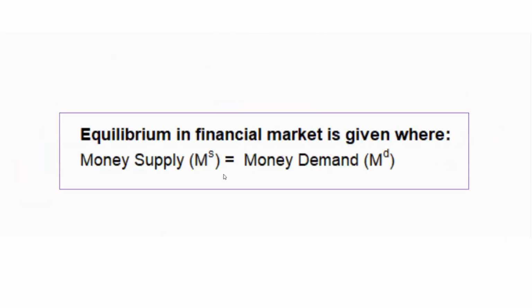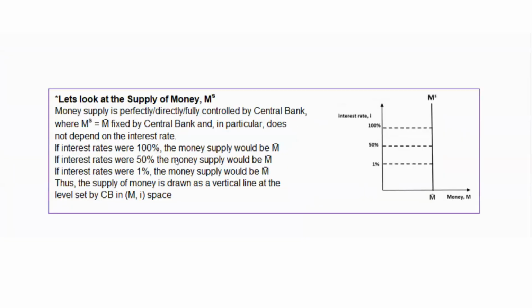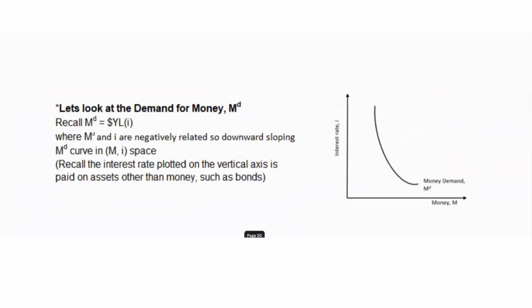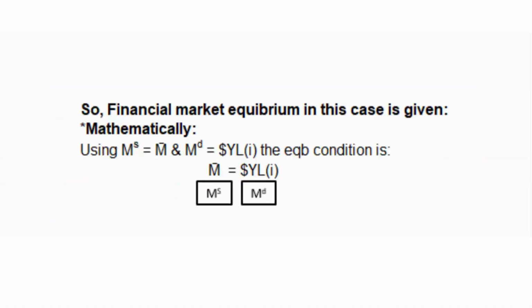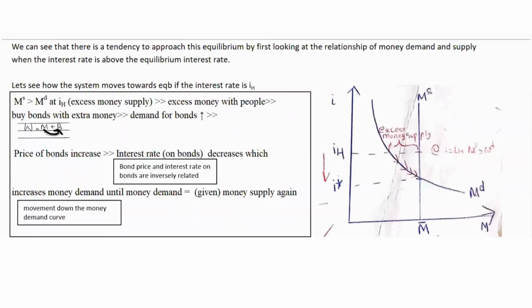So we said in this case, equilibrium in the financial market is where money supply equals money demand. Assuming that the money supply is fixed by the central bank at M bar, we have a vertical money supply curve and a downward sloping money demand curve. Financial market equilibrium is MS equal to MD, and graphically the equilibrium is where the two curves intersect, at point A. So the equilibrium interest rate is I star.